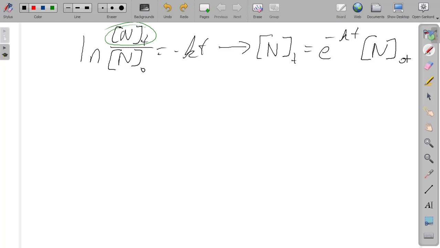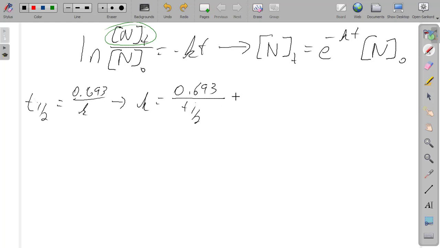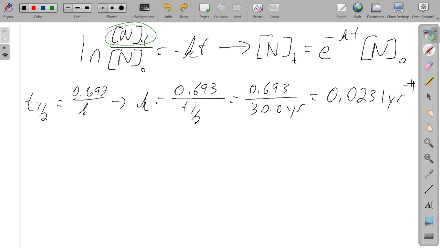All right, so now, once we have this, we need k, and we weren't given k. We were told the half-life is 30.0 years. So T1/2 equals 0.693 over k. So therefore, k equals 0.693 over T1/2, which equals 0.693 over the half-life, which is 30.0 years. And so that is going to give you a k of 0.0231 reciprocal years.